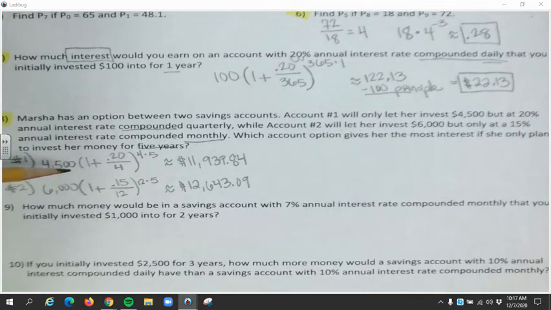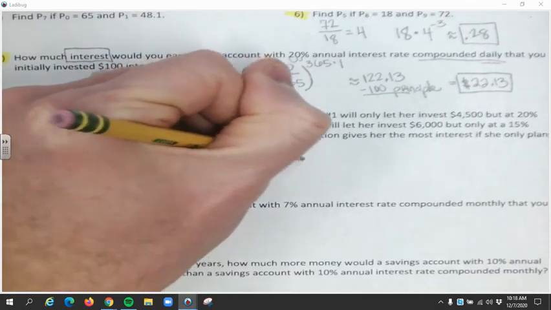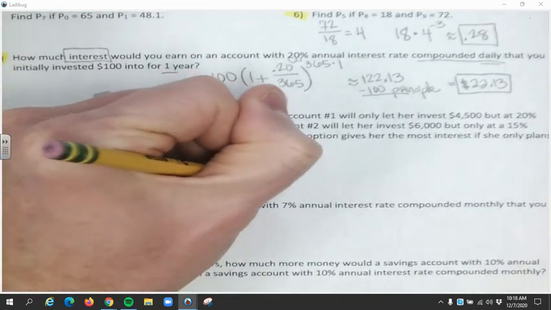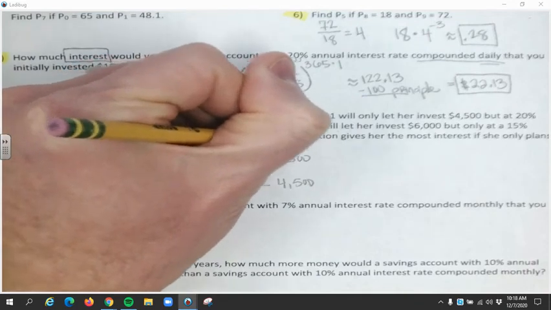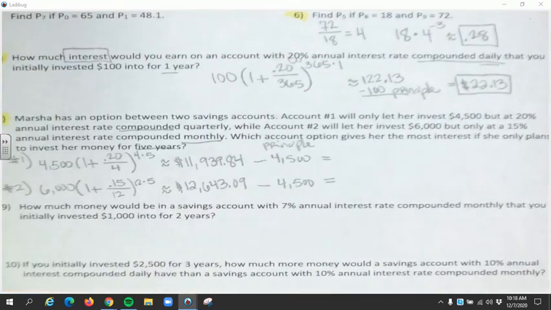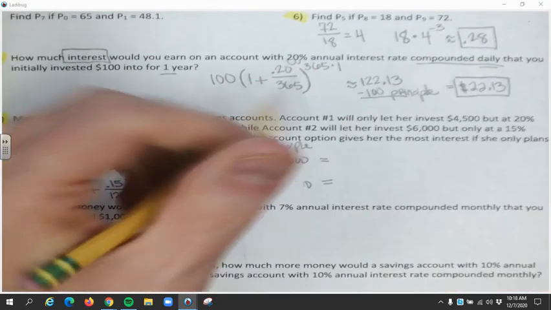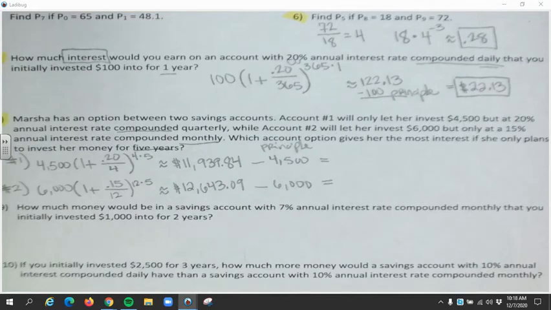So what I want to do is look at a fair account. I want to subtract out how much money I invested. How much money did I initially put into each account? Well, the first one, I put in $4,500, or Marcia did. For the second one, I'm also going to subtract out my principal. I'll even write the word principal up here. So when she subtracts out the principal, how much money does she have left over? Excuse me, she invested $6,000 in that second one. So how much money does she have left over?